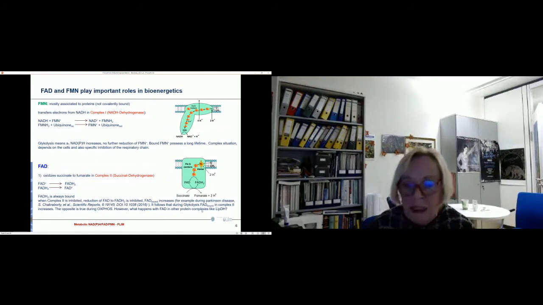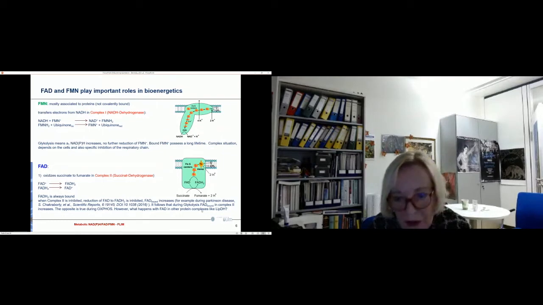This was, for example, reported during Parkinson's disease by Chakraborty. In that paper, it follows that during glycolysis, the bound fraction of FAD in complex 2 increases. The opposite is true during oxidative phosphorylation. However, what happens with FAD? This is always a question because other people observed the opposite.